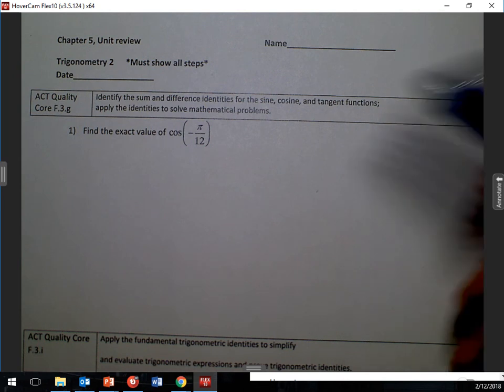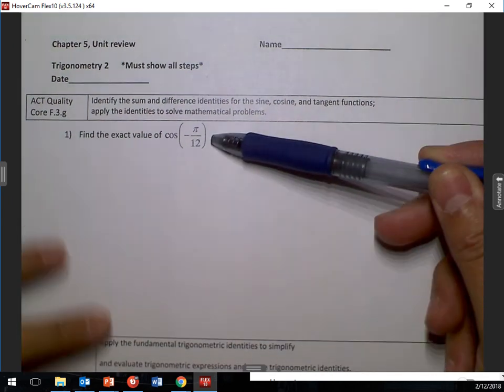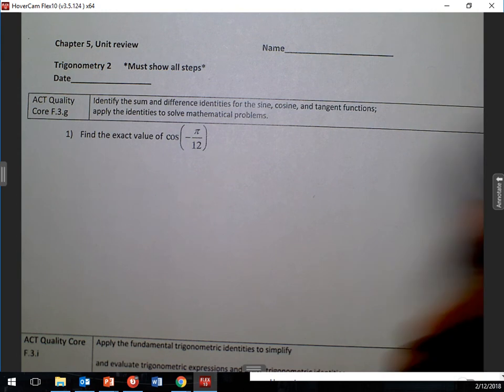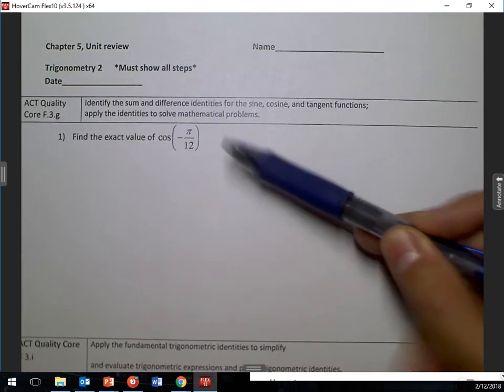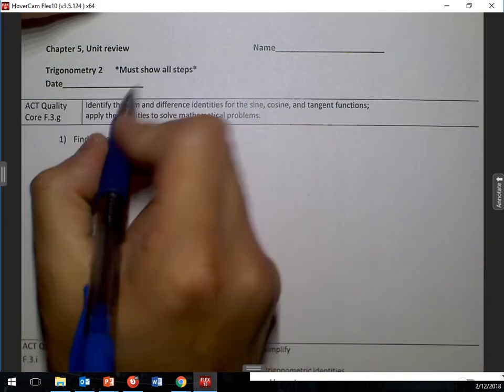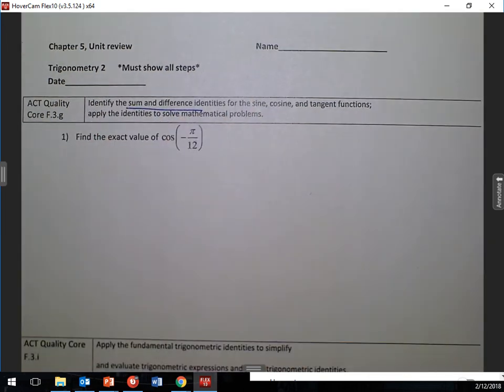So find the exact value of this. Now, this same problem, we only have so many different combinations that we could use. We've done this problem so many times. So on this one right here, this one says the sum and difference. So that's going to be the plus or minus.